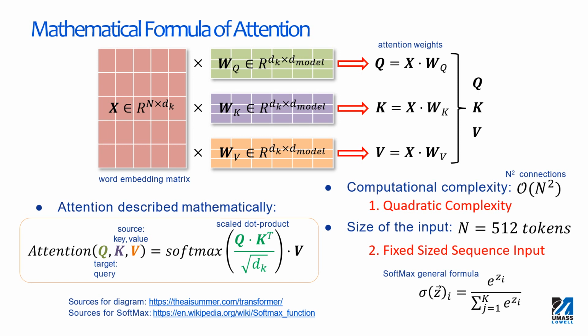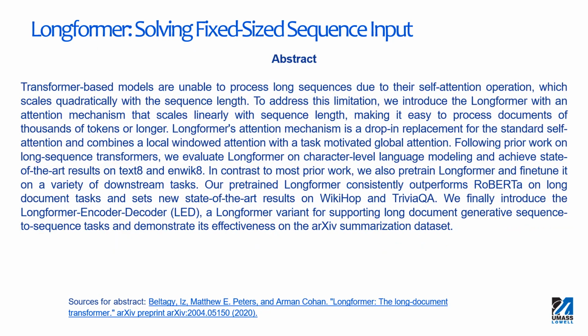The downsides of this algorithm are that it runs in quadratic time if we have a long sequence input and requires a fixed size sequence input. And to address this limitation of this classic transformer, a Longformer with an attention mechanism that scales linearly with sequence length has been introduced. Given the following abstract of a paper, maybe you want to predict whether the paper gets accepted in the conference or not.